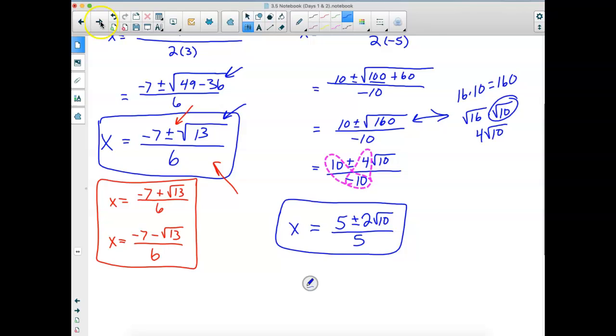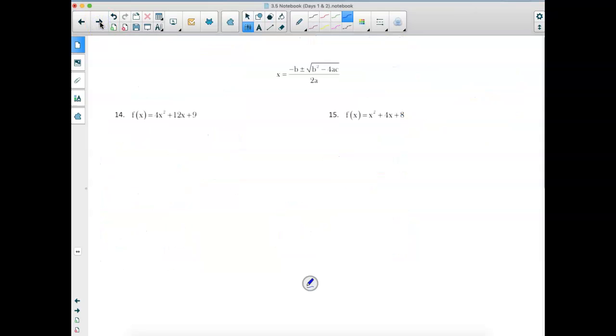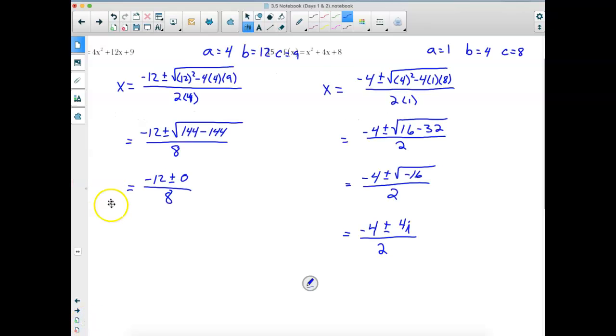So what I want you to do is try these next 2 quick, and then we're going to be done for the day, but I'm going to pop the answers up here in just 1 second. When I look at number 14 there, A is 4, B is 12, C is 9. And the only reason I'm doing this is because we're in the quadratic formula section here. I plug them in, and lots of times I get answers like this.